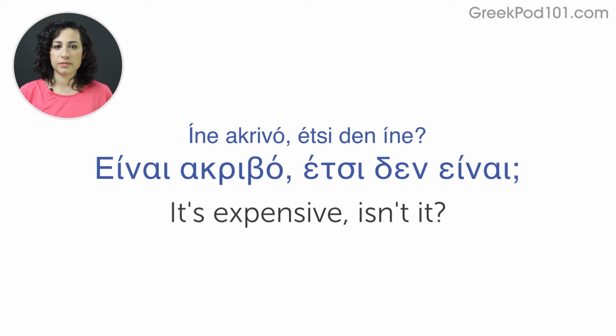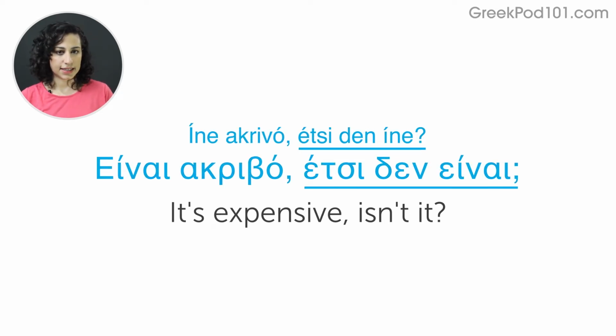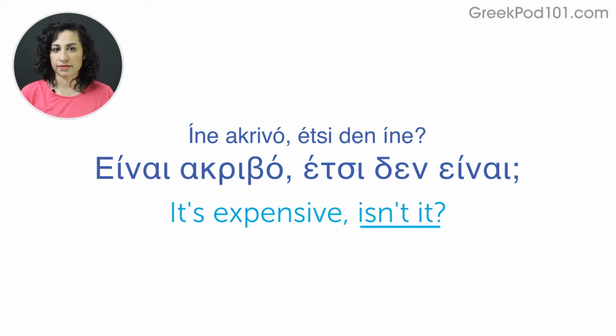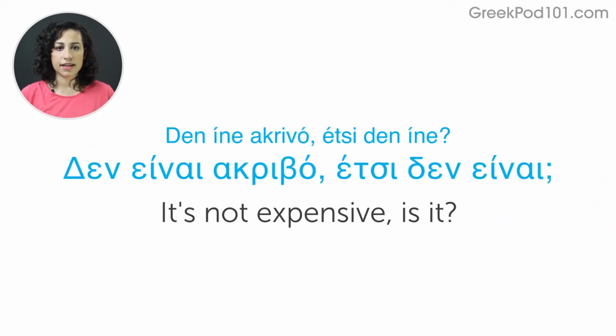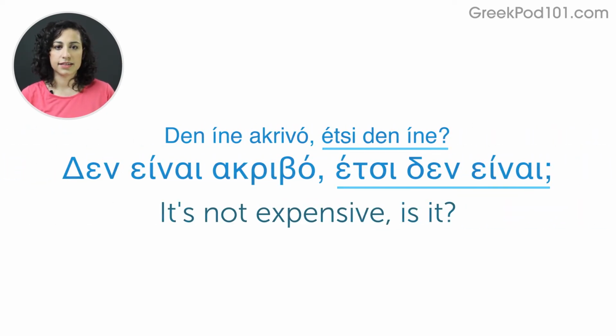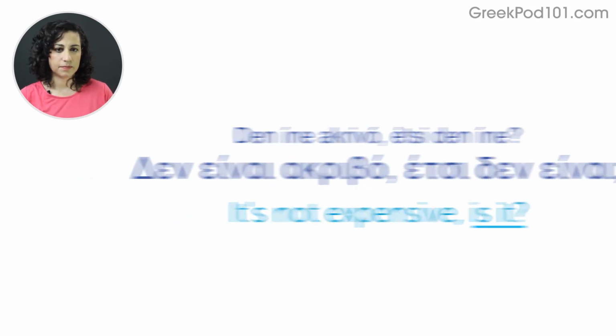Here are some similar sample sentences. Είναι ακριβό, έτσι δεν είναι? It's expensive, isn't it? Δεν είναι ακριβό, έτσι δεν είναι? It's not expensive, is it?